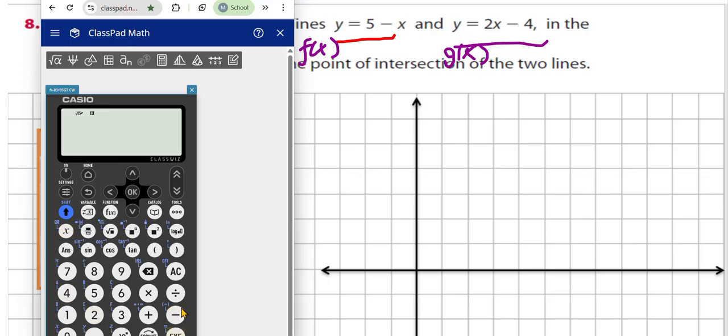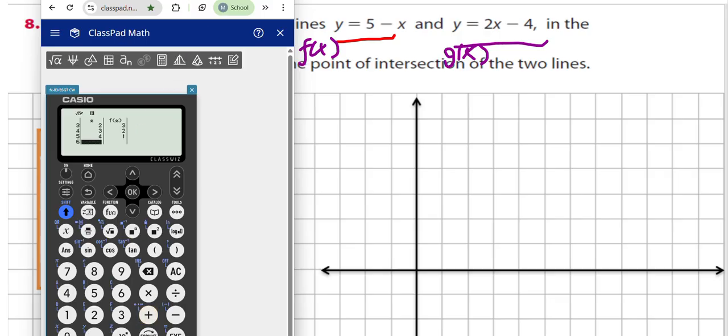Ready? Then I go to table function. So I defined f of x as 5 minus x, and g of x as 2x minus 4. Then I go home, I go to table function, and look what it does for me. Oh, it doesn't actually add in g of x. Interesting. Alright, I'll just do one at a time then. And it's 0 to 4, isn't it? Then you just go up.